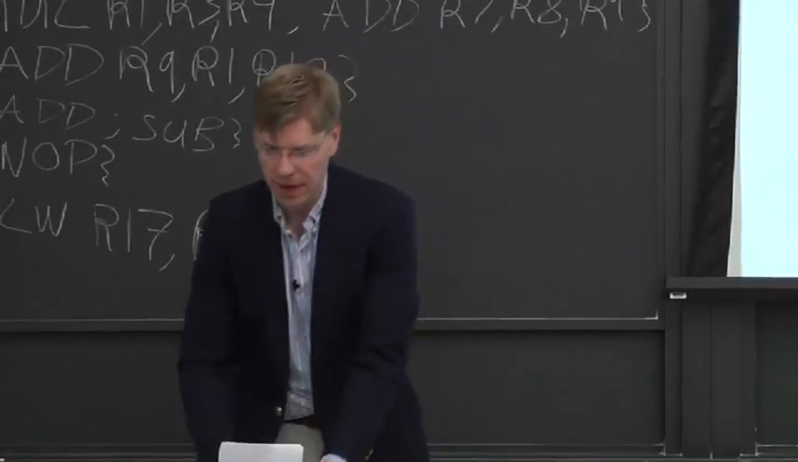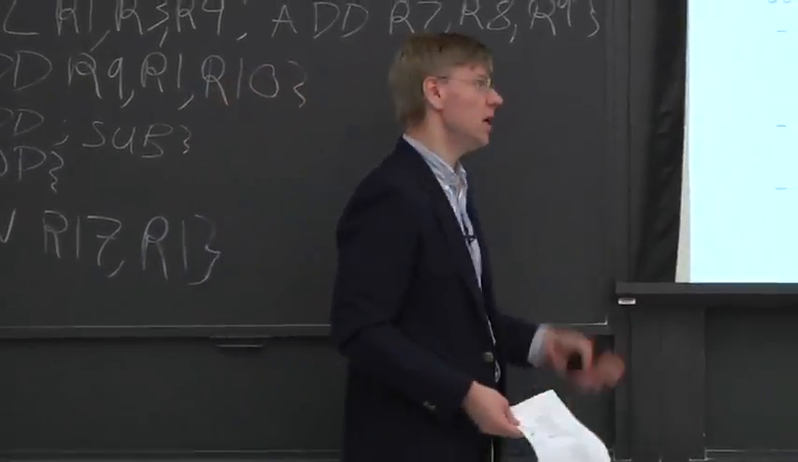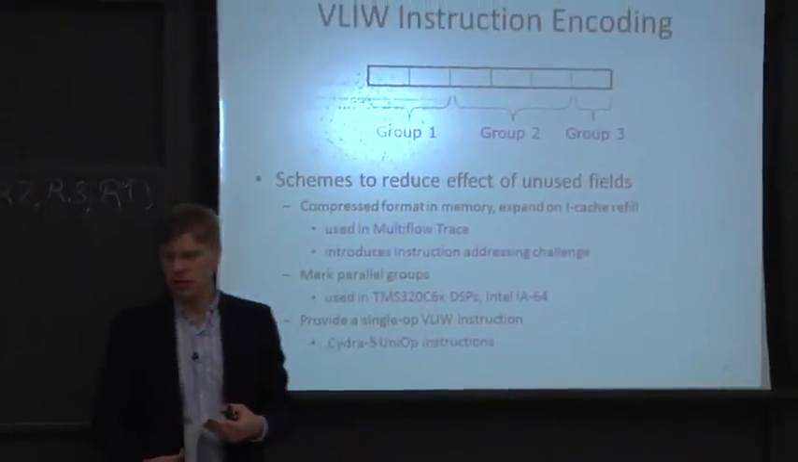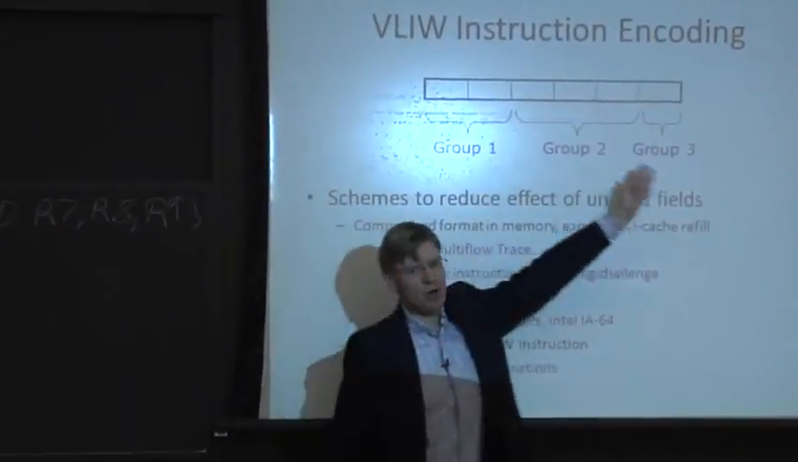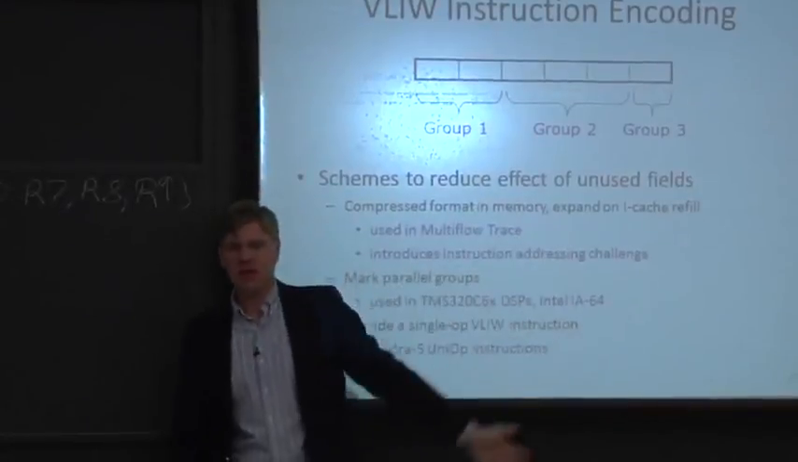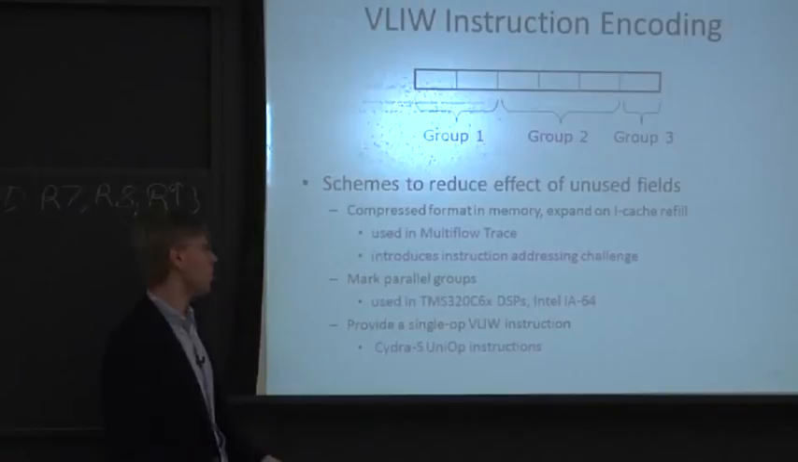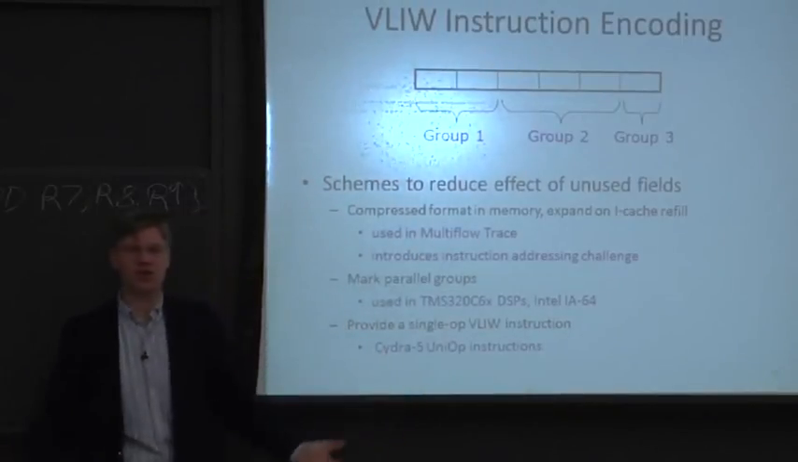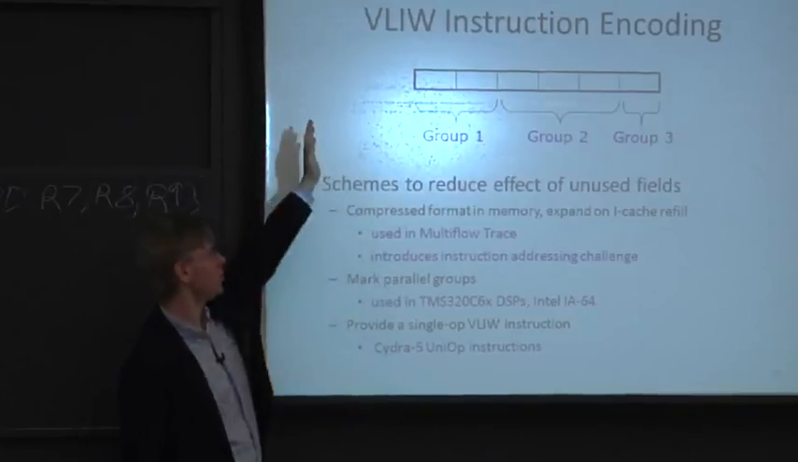OK, so we left off talking a little bit about how VLIWs encode instructions. As you may recall, in a VLIW instruction encoding, you have a very long instruction word. So it could be many, many bytes. If you look at something like the Multiflow Trace processors, they had very long instruction words. They could, I think, execute something like 20-some instructions in their largest machine configuration. And they had to encode this.